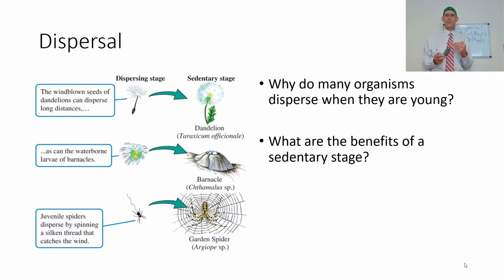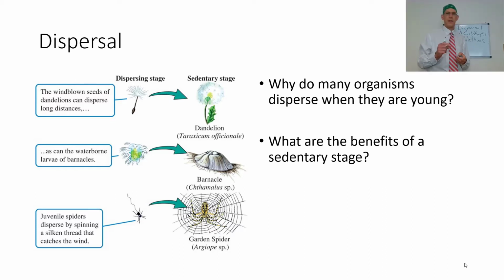So why do many organisms disperse when they're young? Well, they have their whole life ahead of them, generally because they're smaller. And consider also the benefits of a sedentary stage. Some benefits may include being able to grow very large and not move if it's a good environment, outcompeting others. So sedentary stages can release repeated bursts of dispersal stages and colonize a lot of environments from the safety of their home.